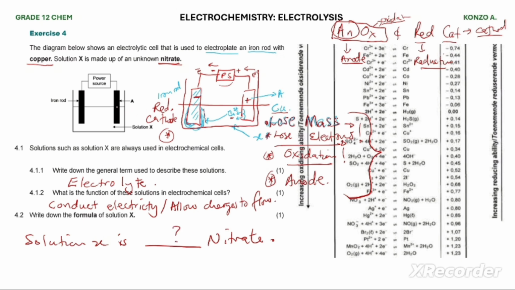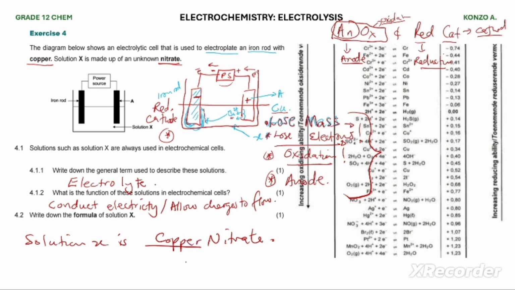Well, let's look at the metal that we're trying to use to electroplate the other. What metal are we trying to use to coat the other one? So we're trying to use copper, as you can see there underlined again. A cell that is used to electroplate an iron rod with copper. So copper is the important bit there. So that means the electrolyte has to be made up of a nitrate that contains the same metal that we're trying to use to coat the other. So in this case, this should be copper nitrate.